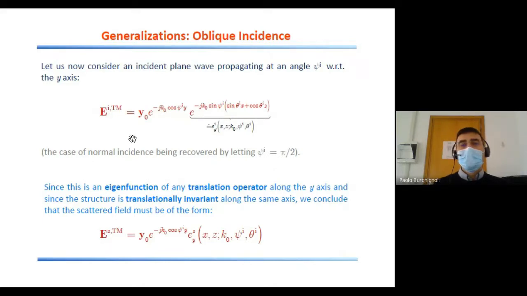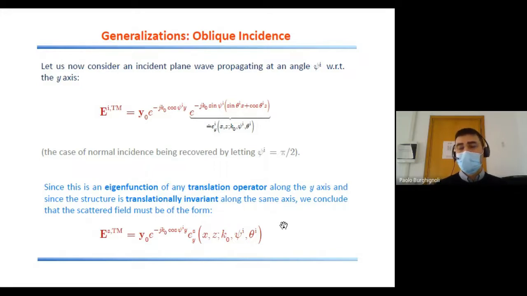Along the same axis, the scattered field behaves like the incident field. So we can write the scattered field as the same exponential along y, times some function of x and z parameterized by the incident angles phi incident and theta incident. Of course, the scattered field will not be a simple exponential function as the incident wave, but something much more complicated. That is what we wish to find.